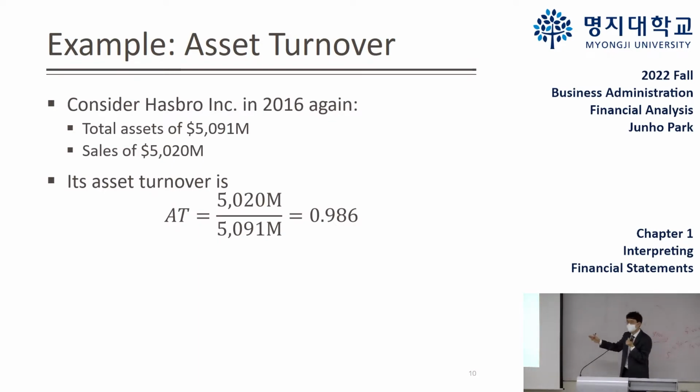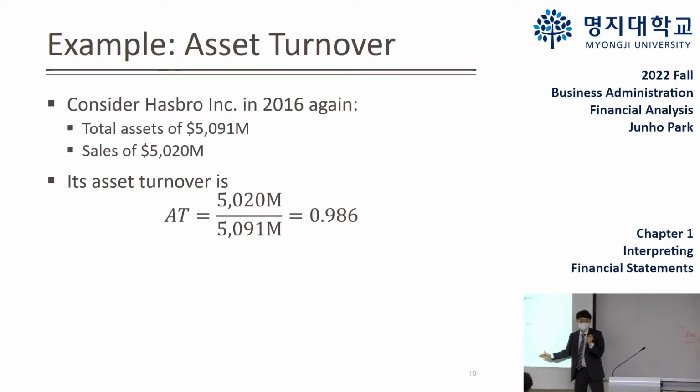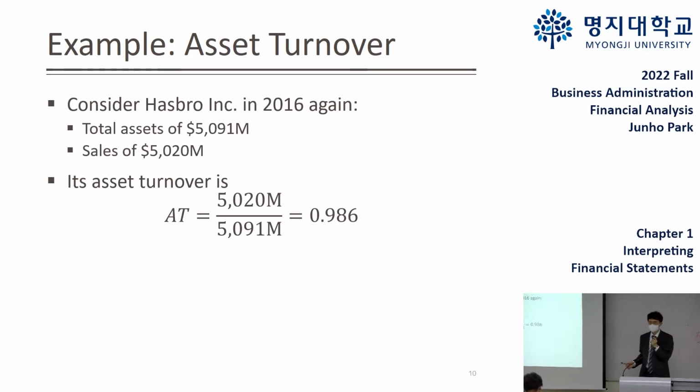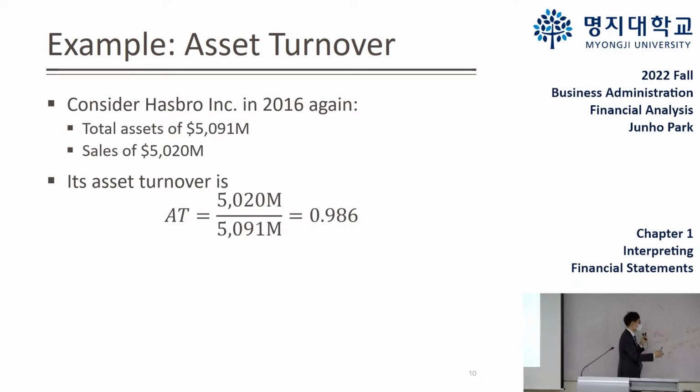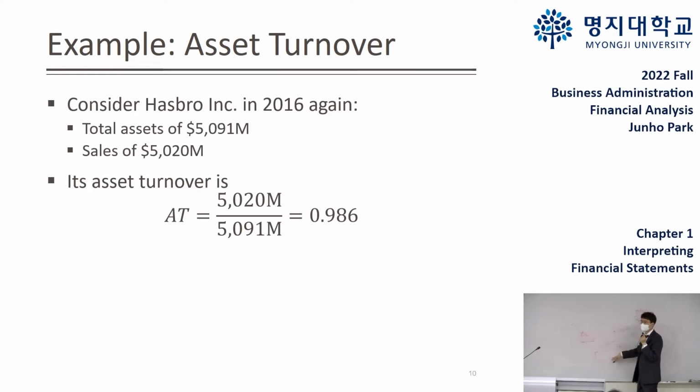We do not multiply by 100 and make it a percentage because this is times. This is often referred to as times. So we do not want to make it into a percentage.